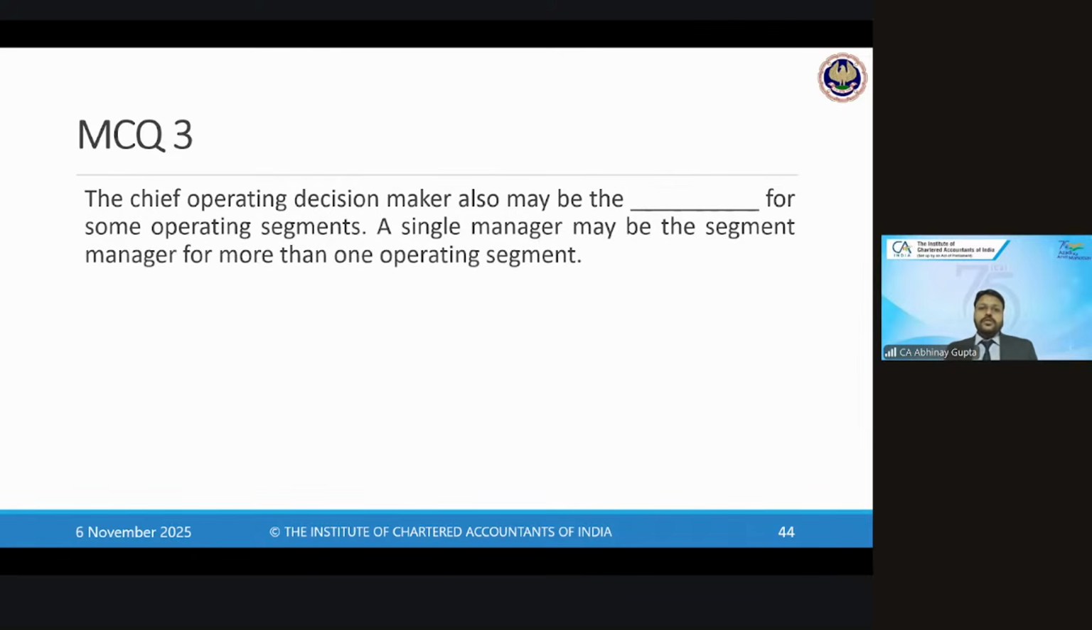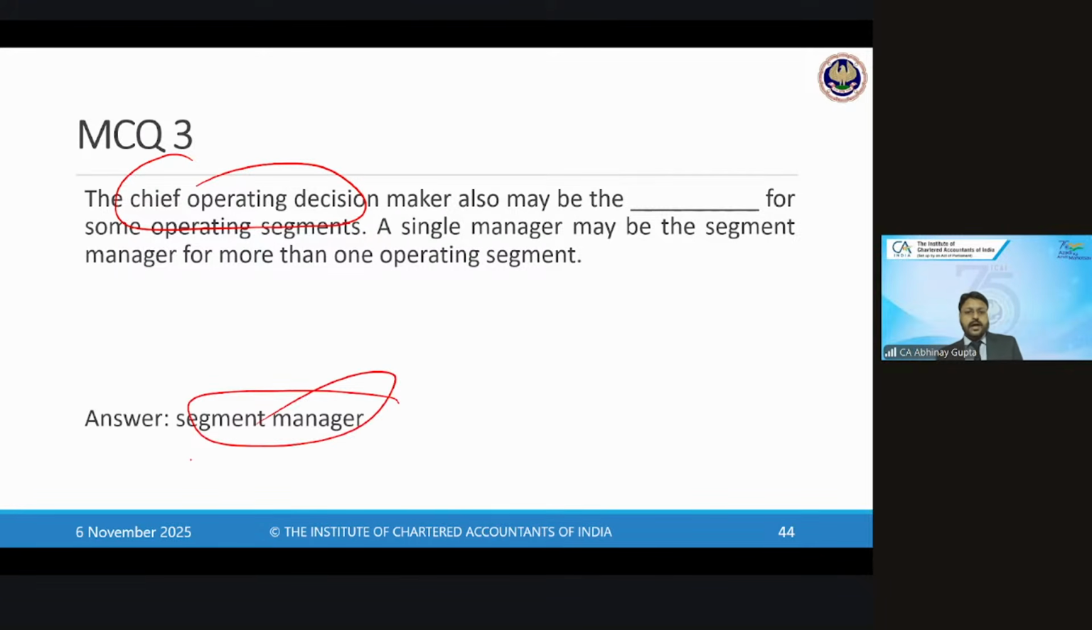Chief operating decision maker also may be the dash for some operating segments. A single manager may be the segment manager for more than one operating segment. So basically, this is a fill in the blanks. The segment manager, basically the chief operating decision maker, can either manage the day-to-day operations of that segment himself, or he can hire a segment manager. I mentioned it previously, correct? Yes, sir. This is what we discussed earlier as well.